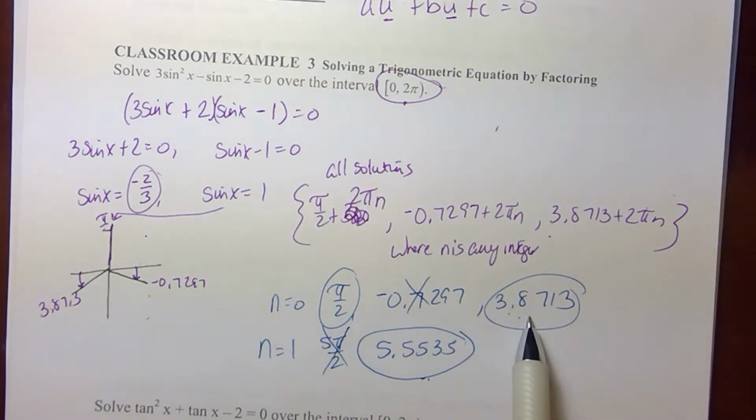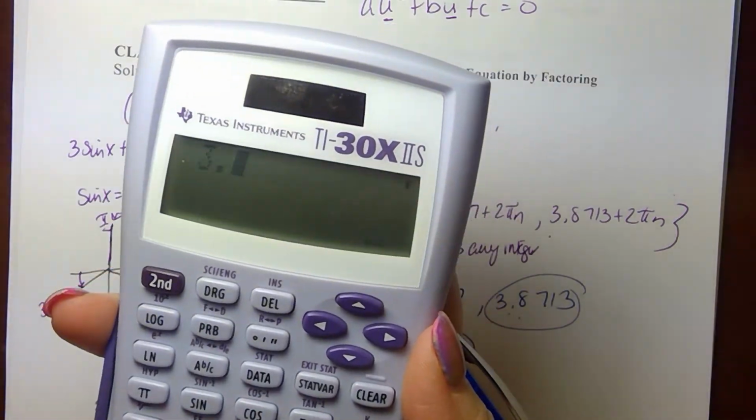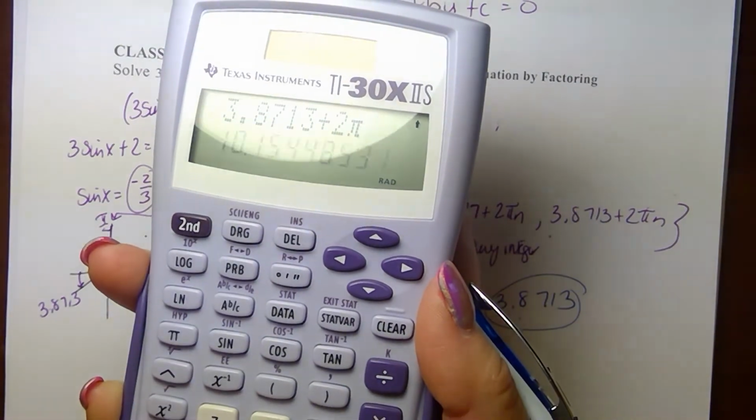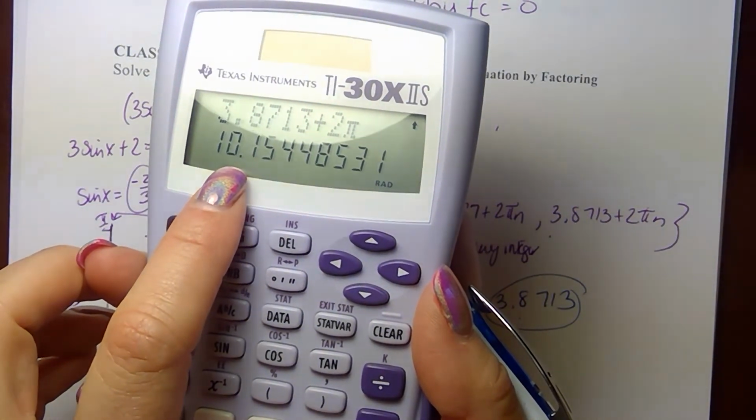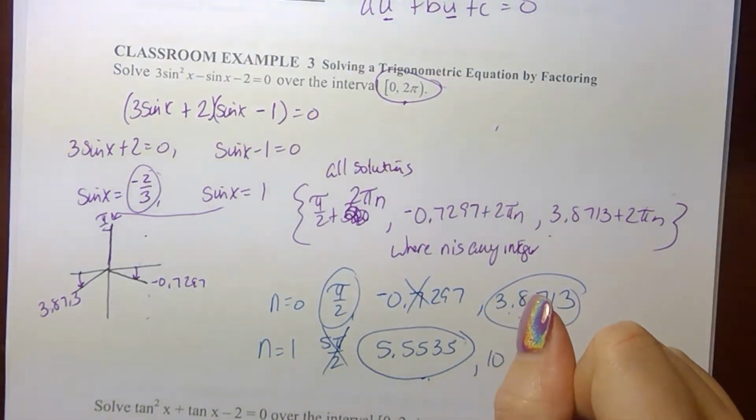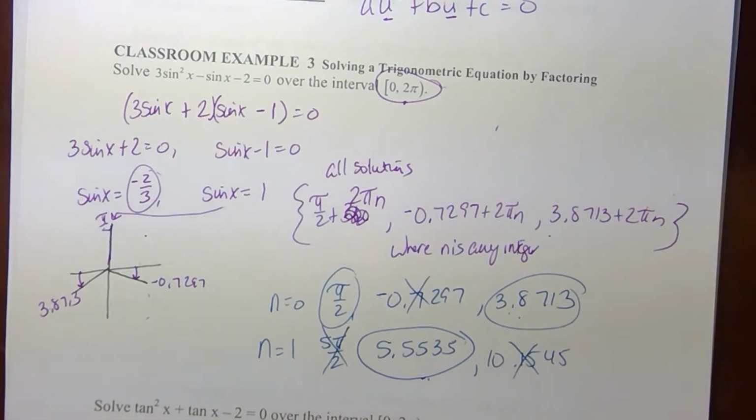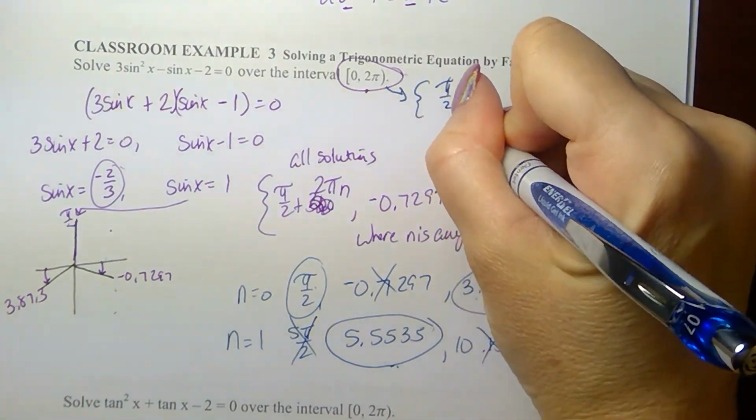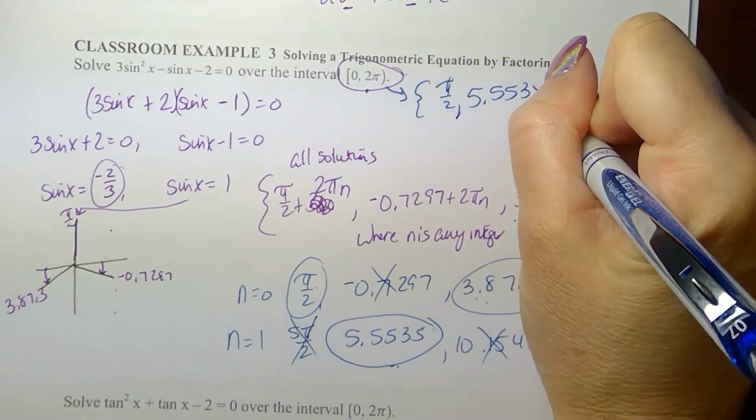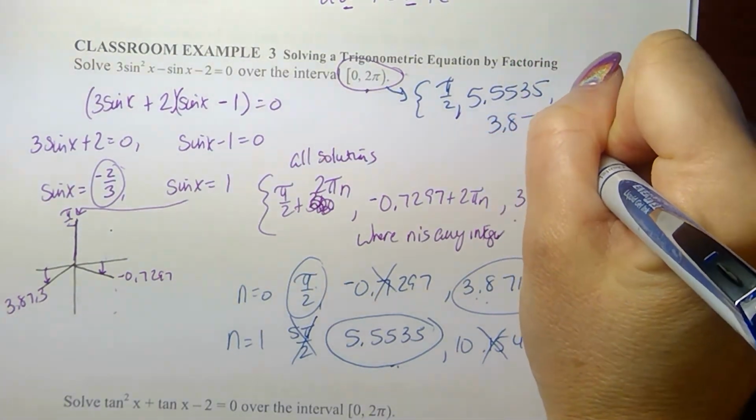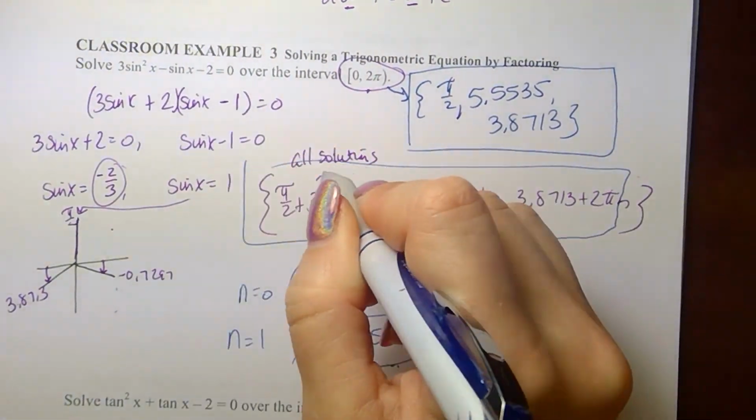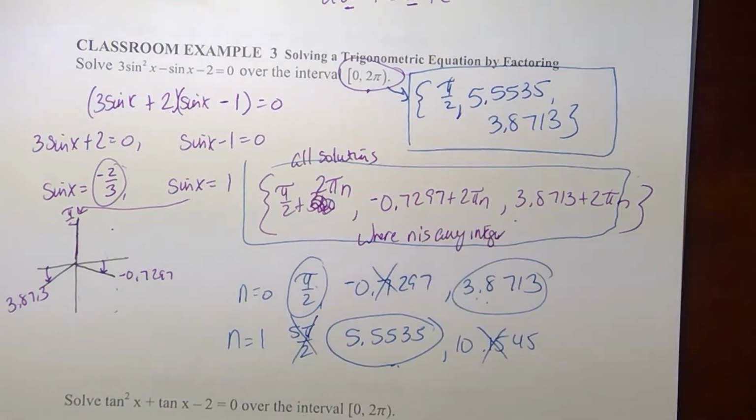If I start at 3.8713 and I add 2 pi, well, that's definitely beyond 2 pi. 2 pi is about 6.28, so that is definitely outside my interval, as is 2.1545. So these are the 3 angle values that are inside the interval I was asked to consider. I've got pi half, 5.5535, and 3.8713. I'm sorry I didn't put those in order from least to greatest. So I've got all solutions, which I wasn't actually asked for but is good to find, and then I have these 3 angles that fit within my interval.